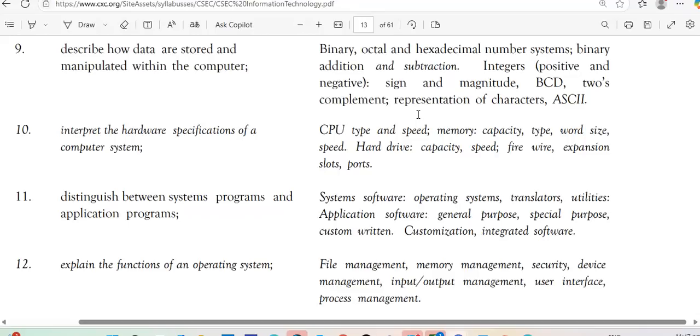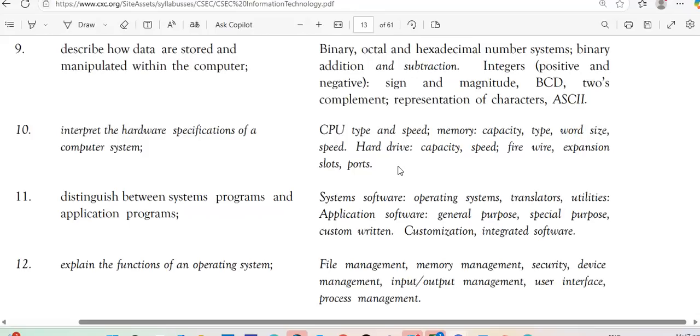The memory, we're at the memory, RAM. So the memory of the computer is RAM. The amount of RAM available is typically measured in gigabytes. Type is the technology used, such as DDR3 or DDR4. Word size is the number of bits that can be processed simultaneously. Speed, as measured in megahertz or GHz, affects how quickly data can be accessed.